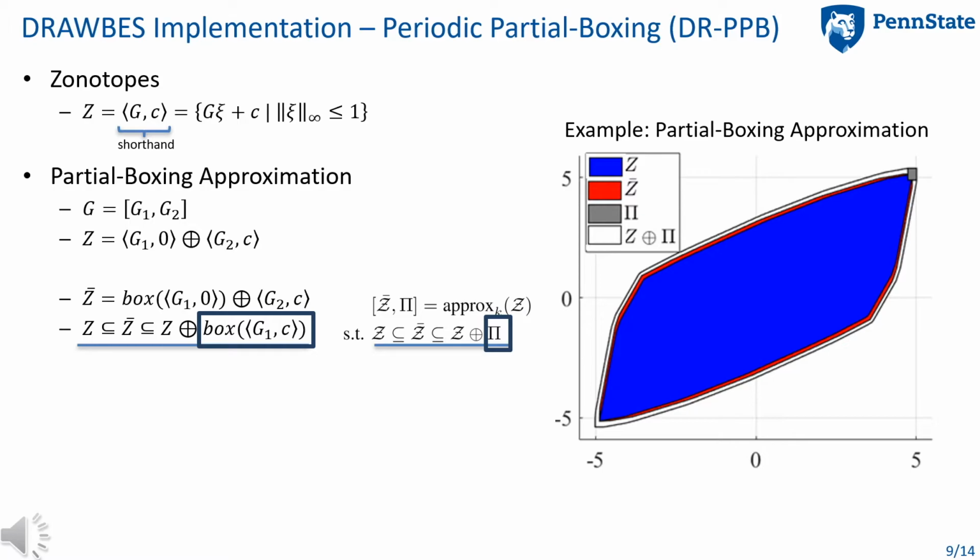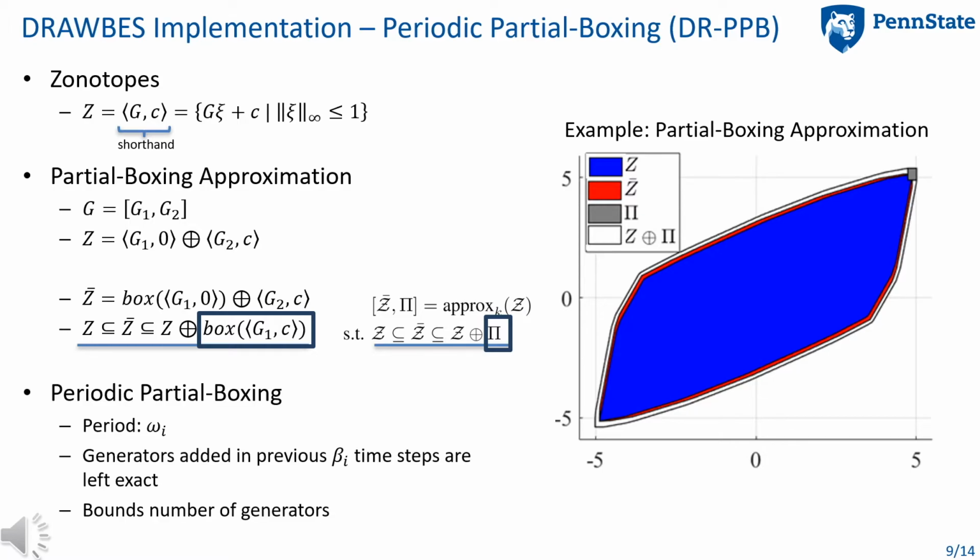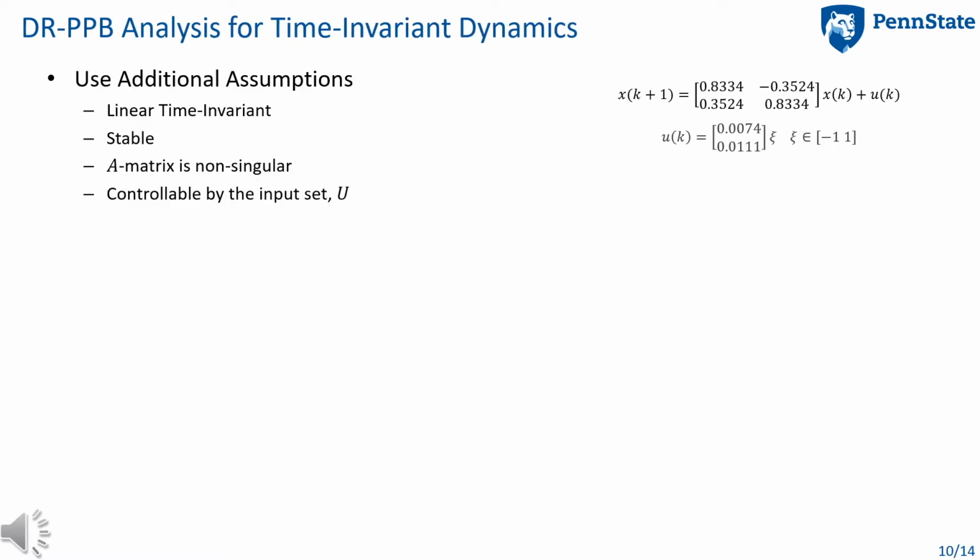Instead of taking approximations at every step, partial boxing approximations are made periodically and are defined by the tuning parameters setting the period between approximations and which generators are left exact. When coupled with additional assumptions, the periodic partial boxing approximation scheme can achieve even more powerful results.